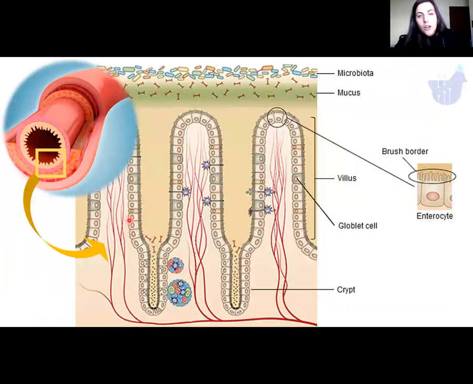My presentation is about a comparison between the ISI methodology and measurement of intestinal villi in broilers. Before I start talking about the methodology, I'll explain a little bit about the structure of the villi.